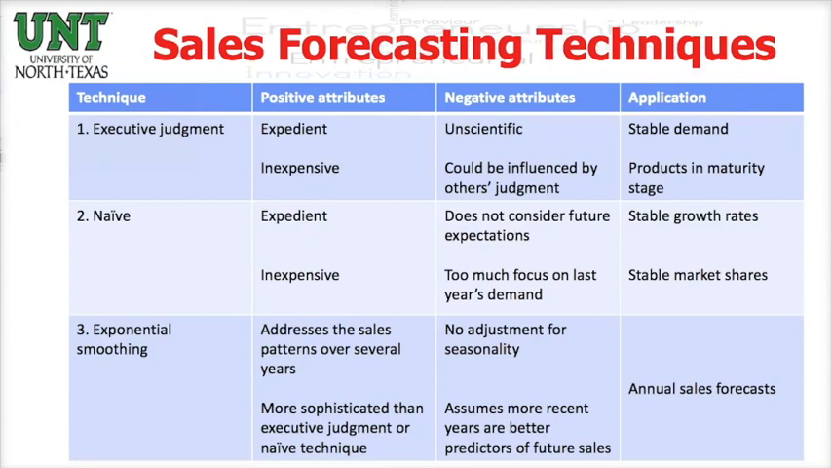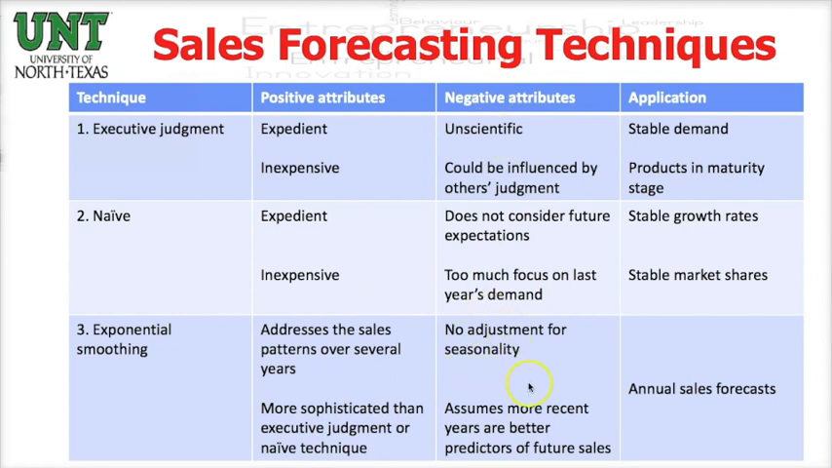All right, exponential smoothing. This is where you're using multiple years of sales data and you're trying to forecast future sales from that data. Right? You're projecting the next period's sales by using the average of past year's sales and the most recent sales, but what you're doing is you're putting a lot more of an emphasis on the more recent sales. Right? So this is going to address the sales patterns over several years. It's also more sophisticated than executive judgment or the naive technique.